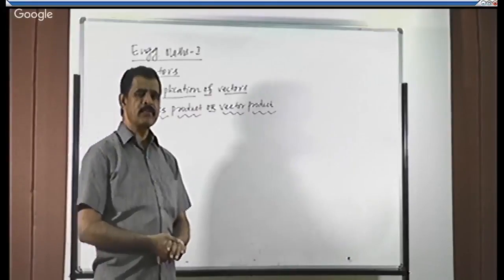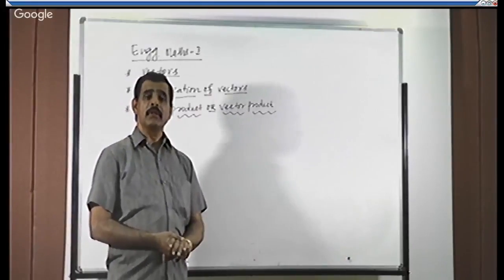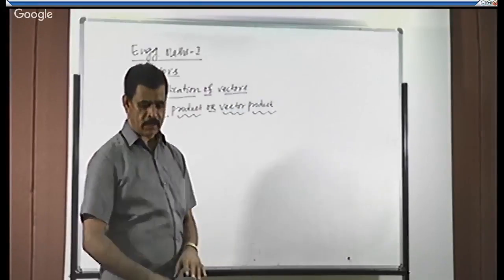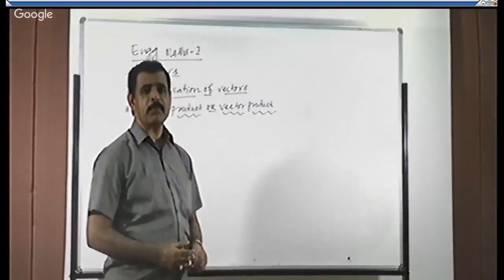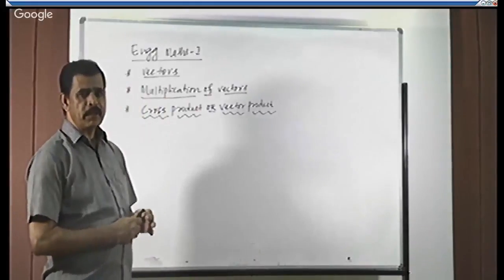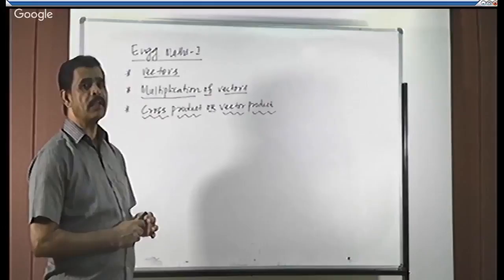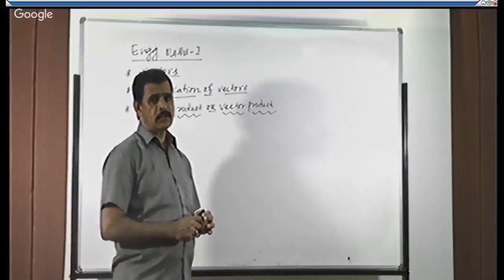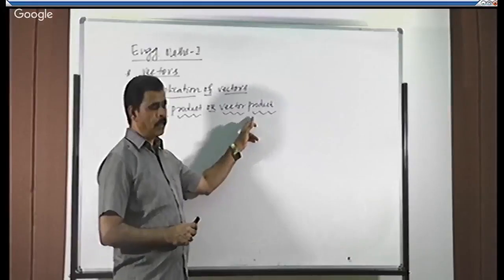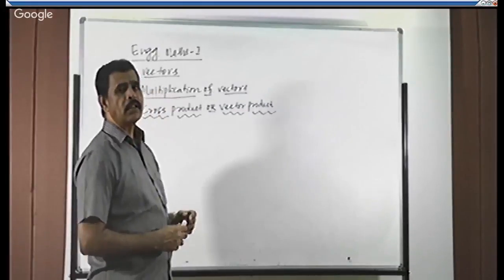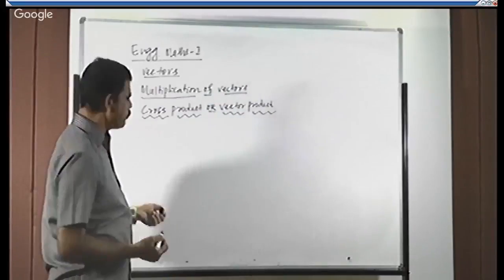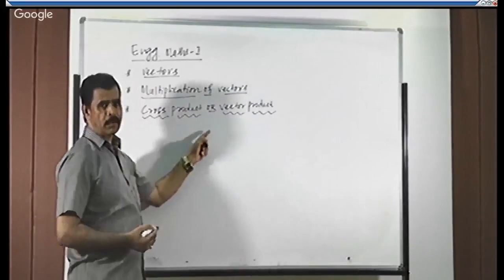In this class we shall discuss another type of multiplication of vectors, that is the cross product, or it is called the vector product. Here, when we multiply two vectors we always get another vector, therefore it is called the vector product, and it is denoted by the multiplication symbol cross. Hence it is the cross product.